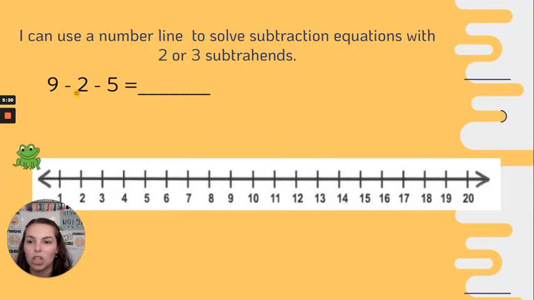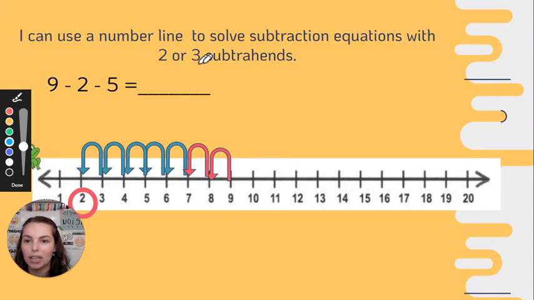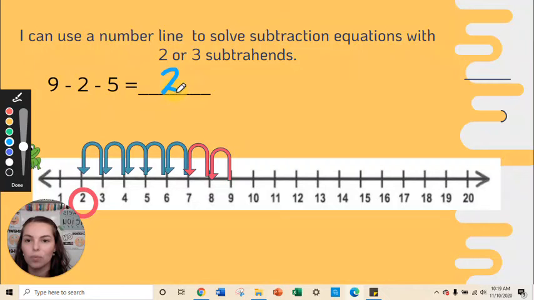Okay, which number am I starting on? 9. And I'm going to hop 2 times. 1, 2. I landed on 7, but I also need to hop 5 times. So here we go. 1, 2, 3, 4, 5. And we can see how the different colors help us to check our work and make sure we did enough hops. And so I landed on number 2. So my answer is 2.